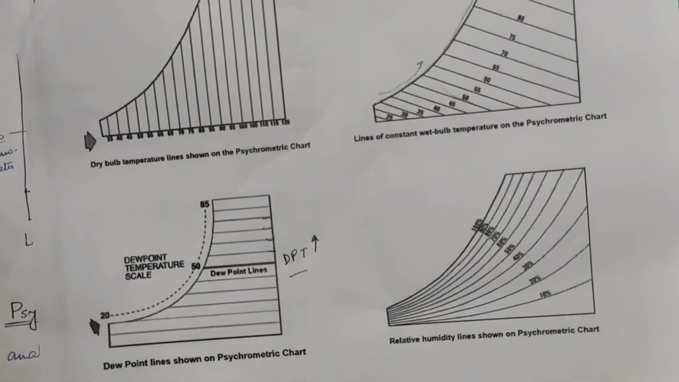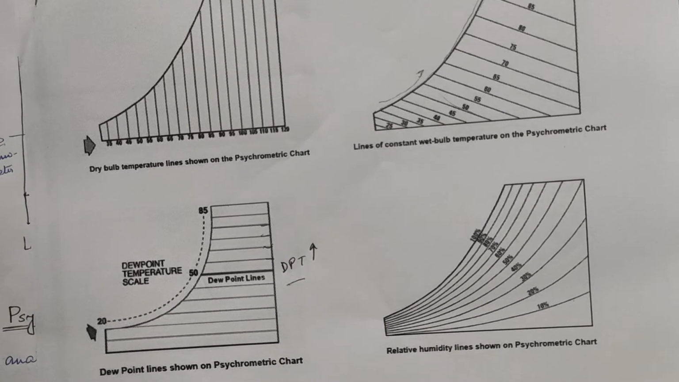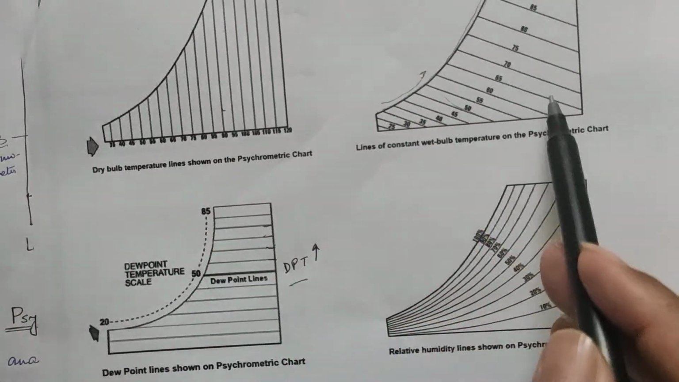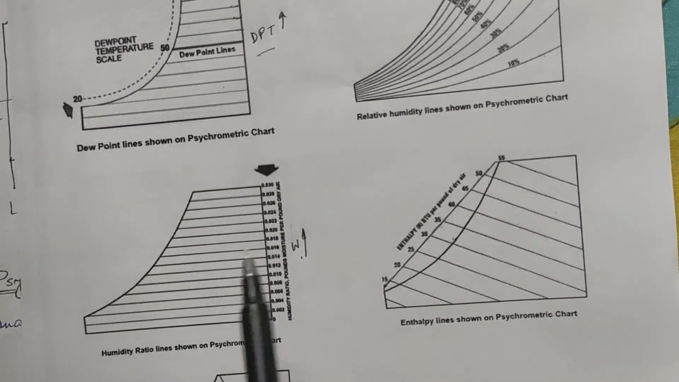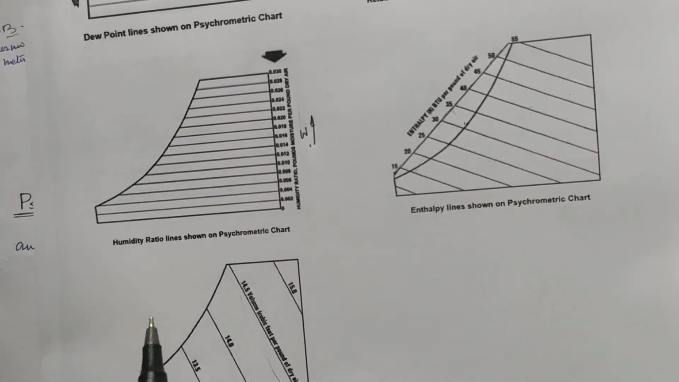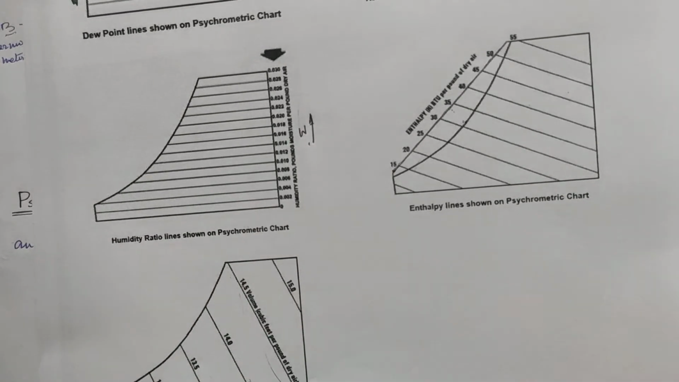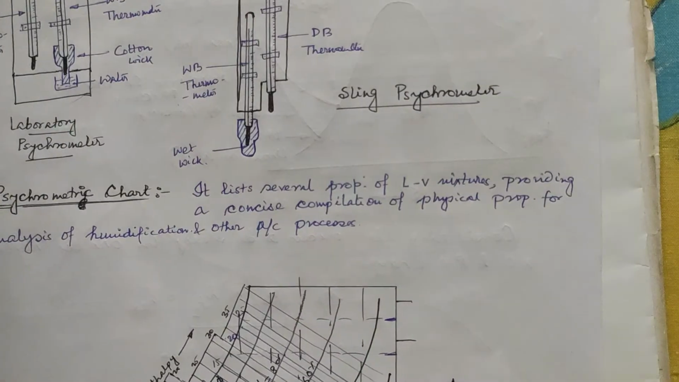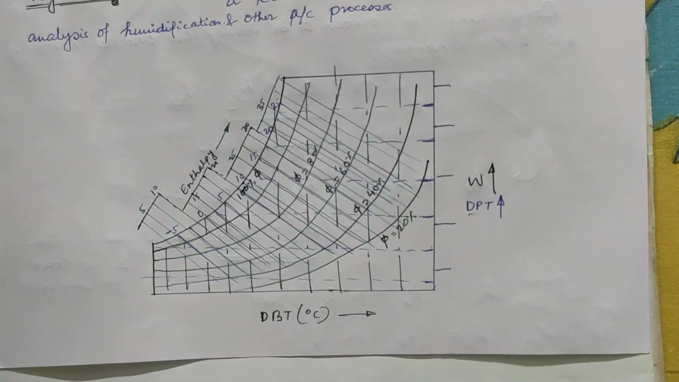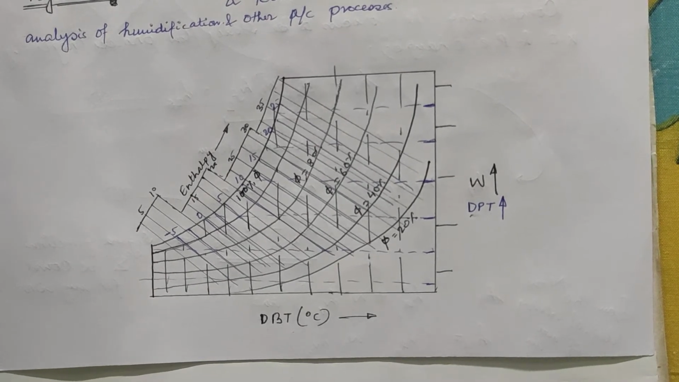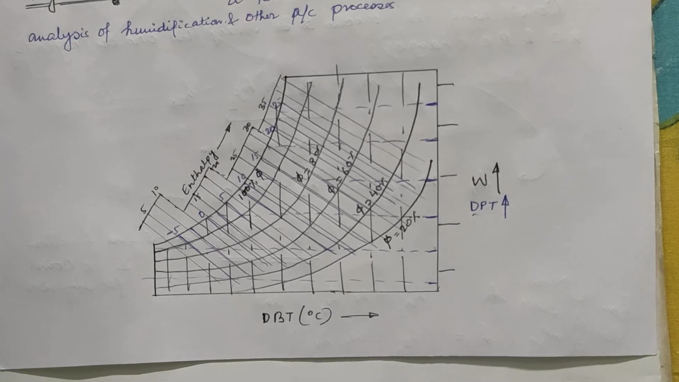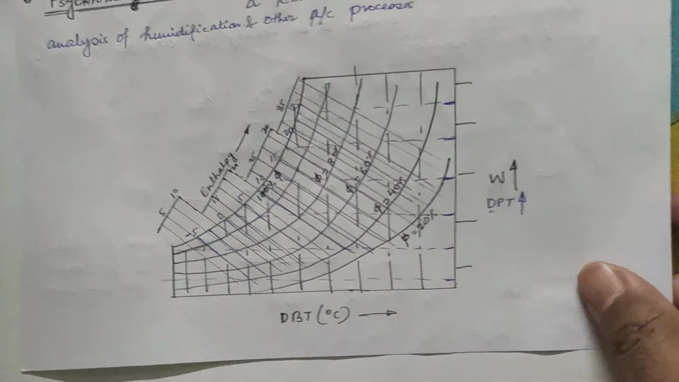So all these lines, that is dry bulb, wet bulb, dew point, relative humidity, specific humidity, enthalpy and specific volume, all will be compiled in a single chart that is called the psychrometric chart, which is nothing but this one. Okay.